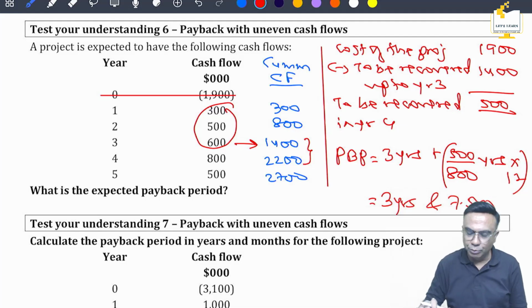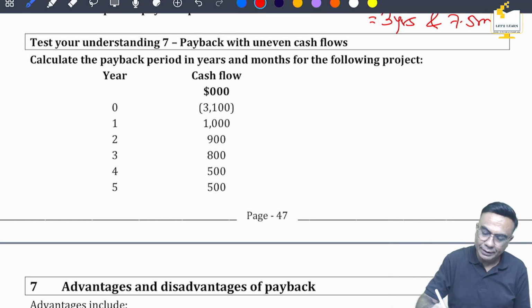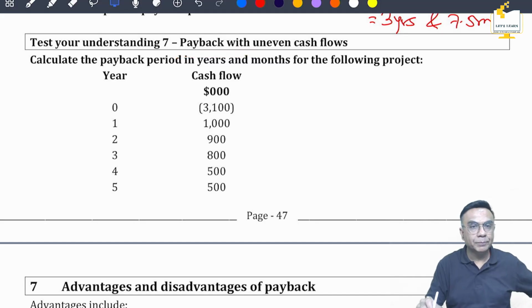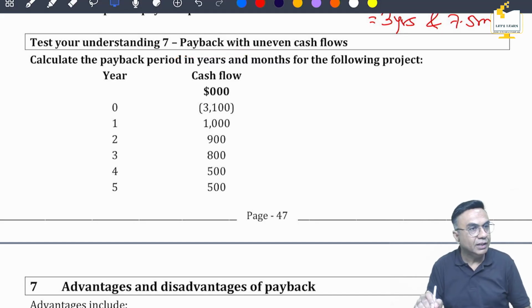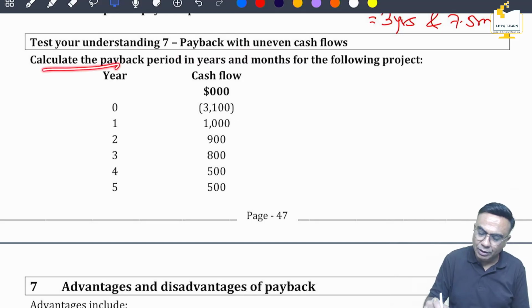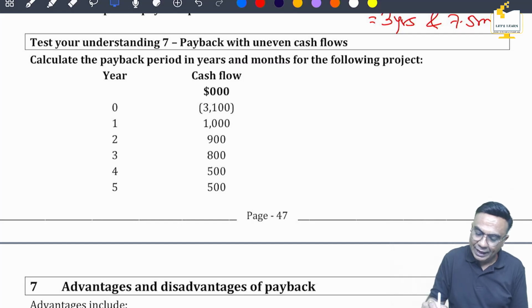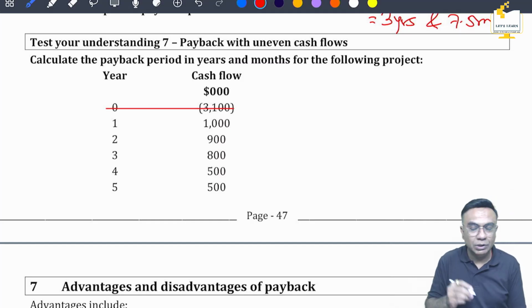Now let's take one more example. Payback with uneven cash flows. Calculate the payback period in years and months for the following project. 0, 1, 2, 3, 4, 5 years. There is an outflow of 3100 and 5 cash flows. So I'm just ignoring this for the time being so that I can do the calculation.